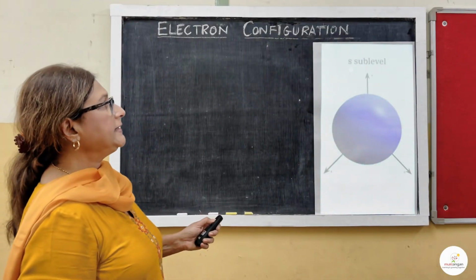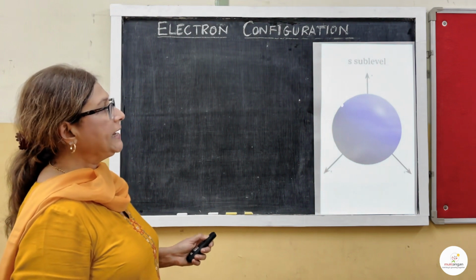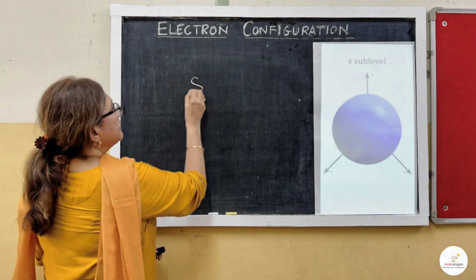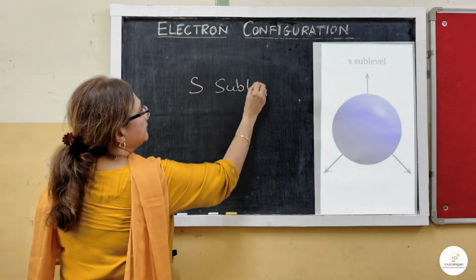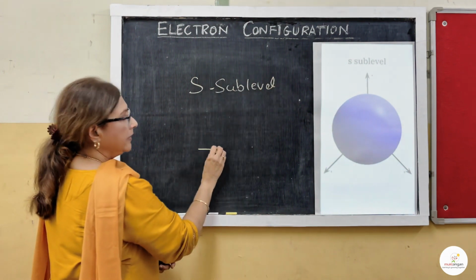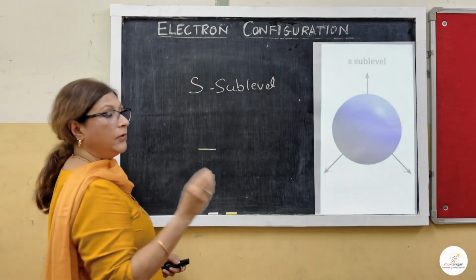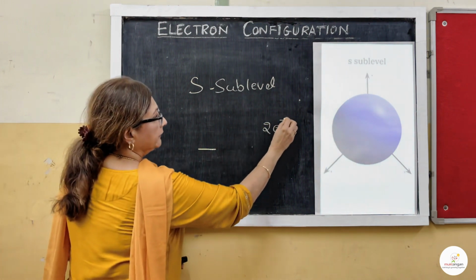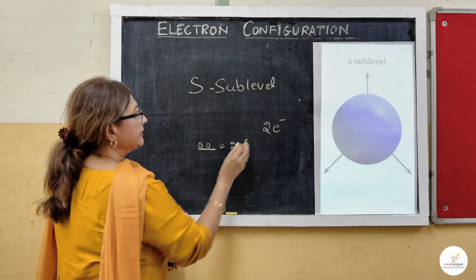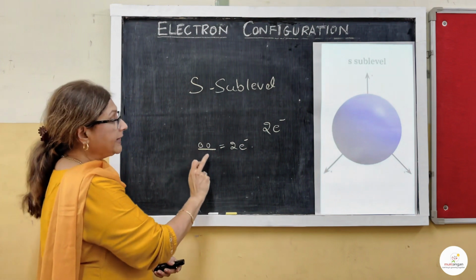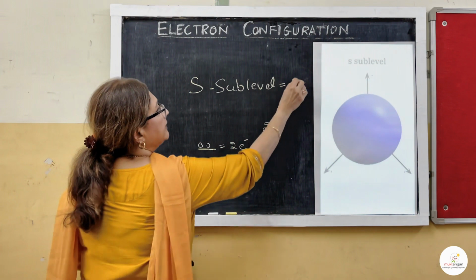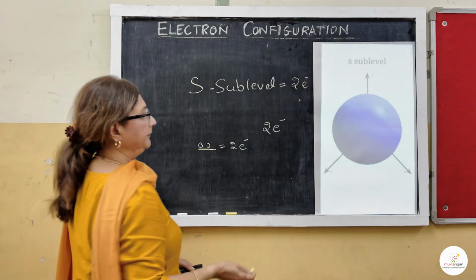First is the s sublevel. As you can see, it has a round or spherical shape. The s sublevel has one orbital. One orbital can hold two electrons: one electron, two electrons, that is a total of 2 electrons. It can hold fewer, but at maximum it can hold up to 2 electrons. So sublevel s will have 2 electrons.